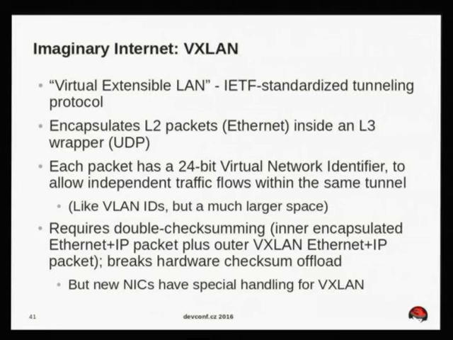So one problem with doing this is that because you have an inner packet and an outer packet, you need two different sets of checksums on it, both the inner Ethernet and IP packet and the outer Ethernet and IP packet. And so hardware cards that do checksum offloading initially could not deal with that. They could do one set of checksums, but not the other one. And so you ended up losing a lot of performance on your network. Newer Ethernet cards now have special handling for VXLAN to get that back.